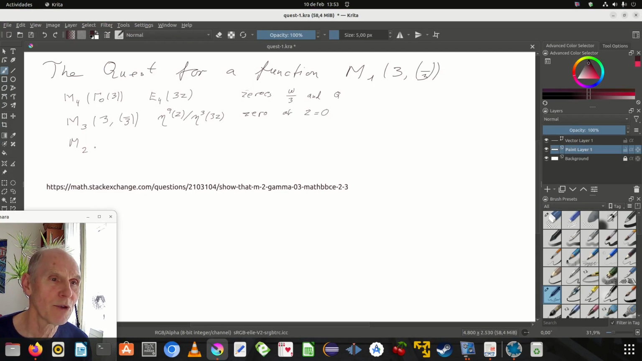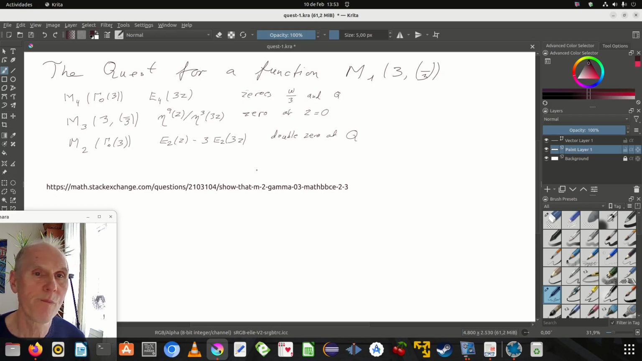So that means at M2, we have this function. So where are its zeros? Oh, that's obvious. It must have a double 0 at Q.